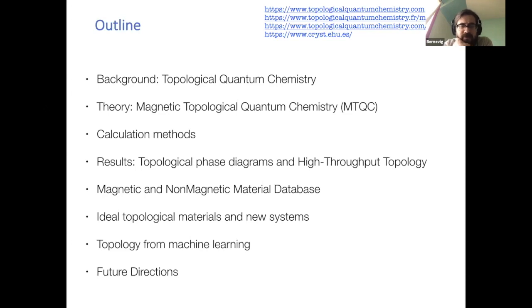I want to show you some topological phase diagrams obtained from high throughput calculations of non-magnetic and magnetic materials, present some databases that we've created in this long-running program, and show you some ideal topological materials in new systems. And show you a not necessarily incredibly successful yet, but certainly promising, machine learning technique to not discover new materials, but predict topology.